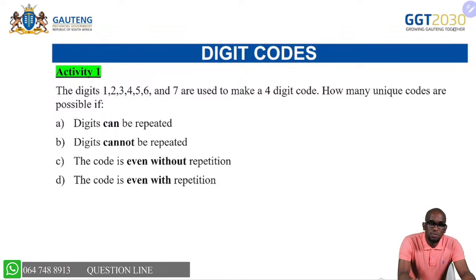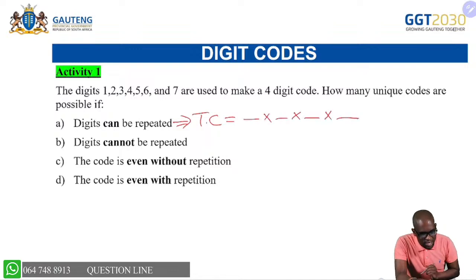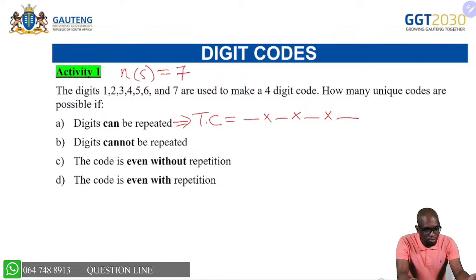Now, if you check here, this problem tries to test your ability to solve problems when they say with repetition or without repetition. Right. Now the first one. We are looking for the total codes. Obviously, it's a 4-digit code. So we're going to open those 4 spaces. They are saying to us, we are making a 4-digit code. And we know that since the numbers are 1 to 7, the number of elements in our universal set should be 7. Because we are using 1, 2, 3, 4, 5, 6, and 7. So we have 7 numbers to use in this case.